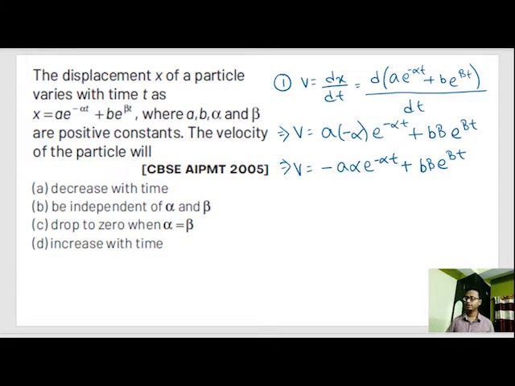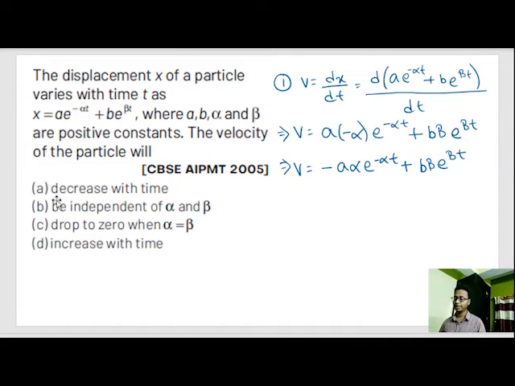Now look at this equation. Velocity is equal to minus a alpha e to the power minus alpha t plus b beta e to the power beta t, and they are asking to find out the velocity. Sir, I don't know how to solve this. I don't know how this curve or this plot occurs. Good for you, even I don't know. Okay, so let's check the options.